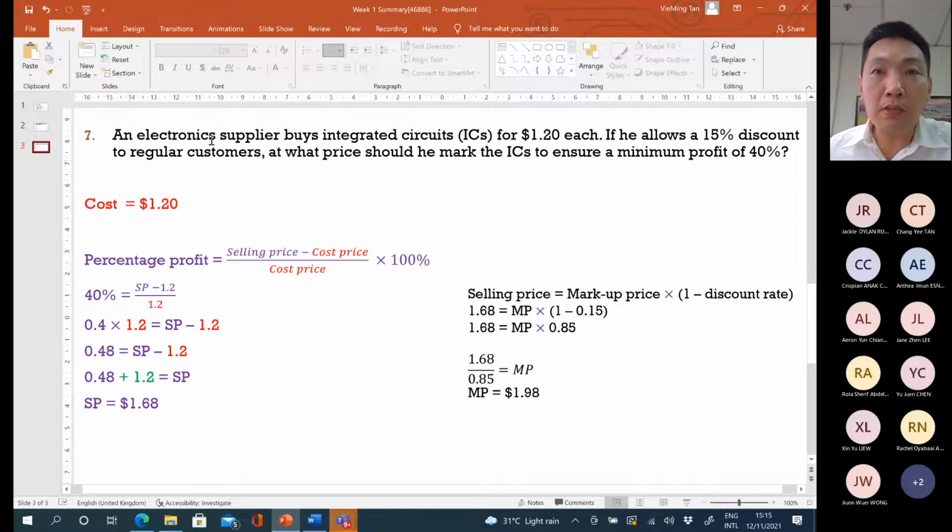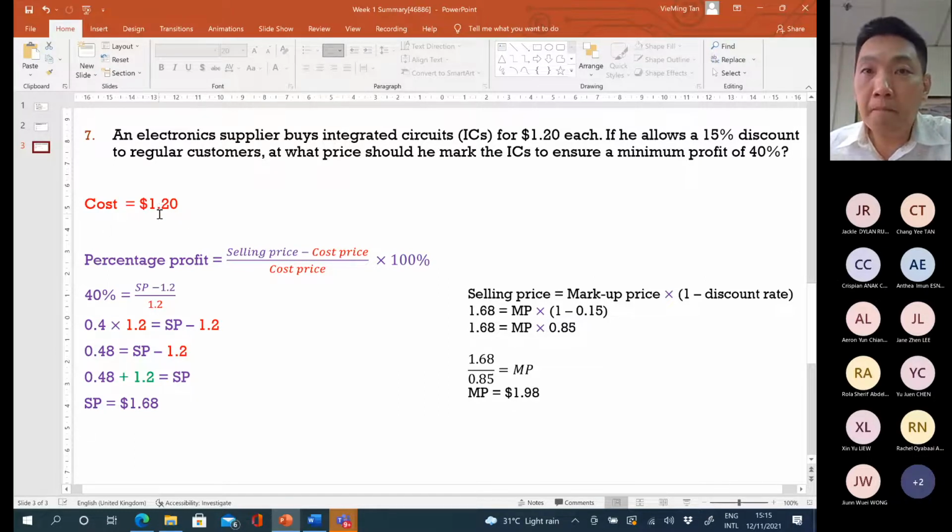All right. So this question is: an electronic supplier buys integrated circuits for $1.20 each. Okay, so this sentence is telling us the cost price. Okay, the cost price for the product. This is the cost price for this electronic supplier. Because of the purchase, it's a cost price for 1 unit. So I put here $1.20.